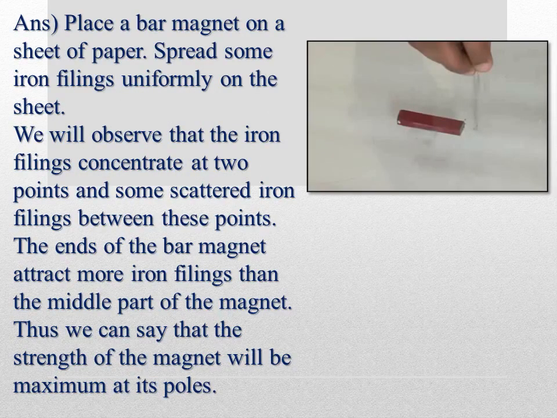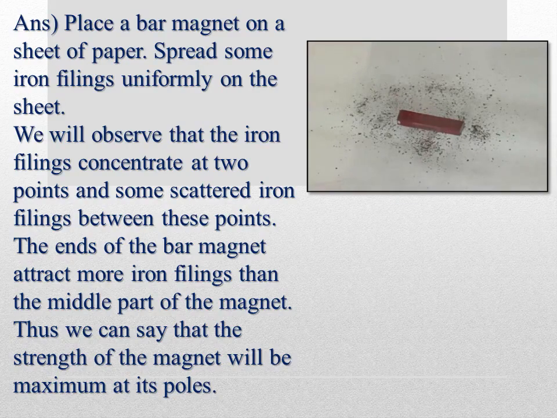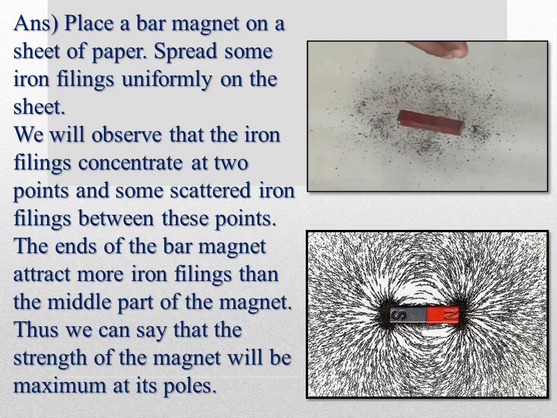Place a bar magnet on a sheet of paper. Spread some iron filings uniformly on the sheet. We will observe that the iron filings concentrate at 2 points and some scattered iron filings between these points. The ends of the bar magnet attract more iron filings than the middle part of the magnet. Thus, we can say that the strength of the magnet will be maximum at its poles.